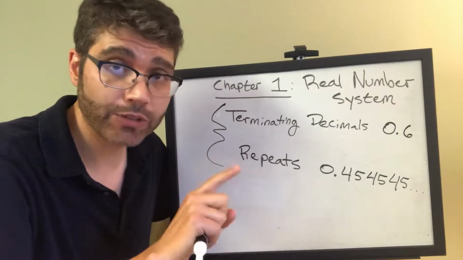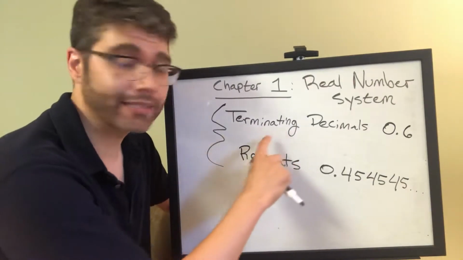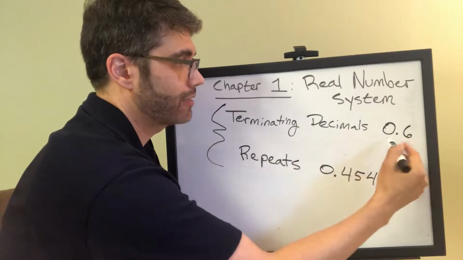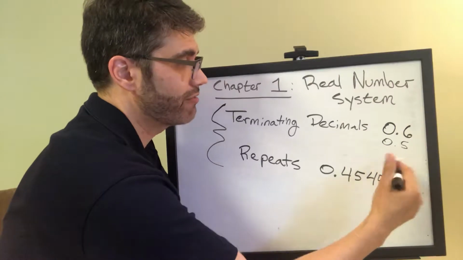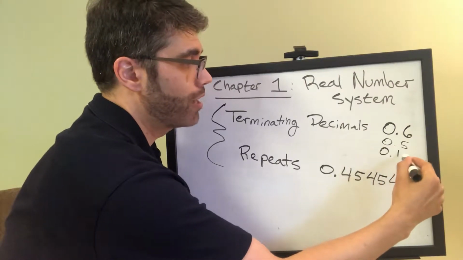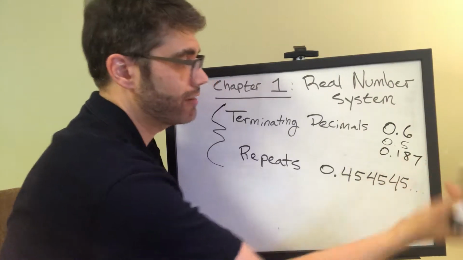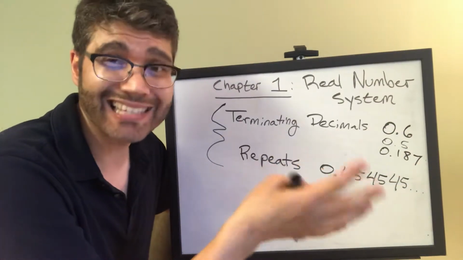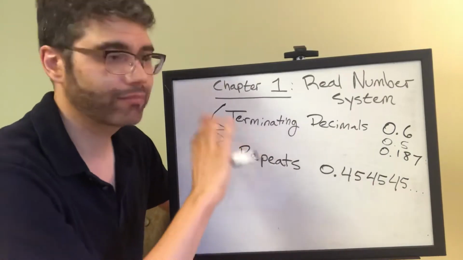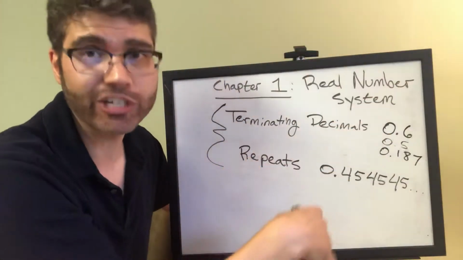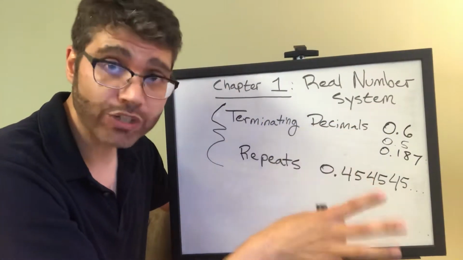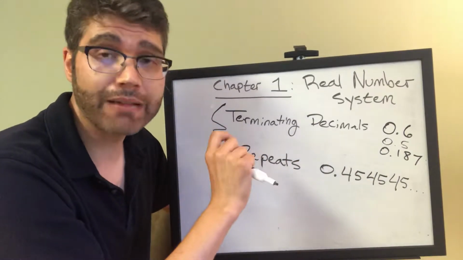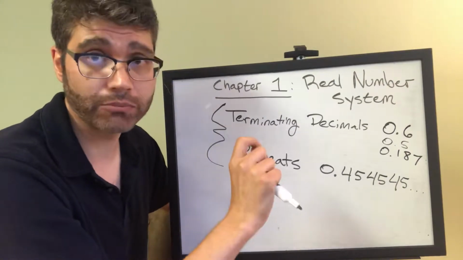The first way that a decimal can be rational is if it terminates, meaning it ends, like 0.6, 0.5, 0.187. Do you see that these end? They don't go on forever. So if a decimal ends at some point, even if it goes on for like 10 digits, if it does end eventually, that means it terminates. And if it terminates, that means it is a rational number.